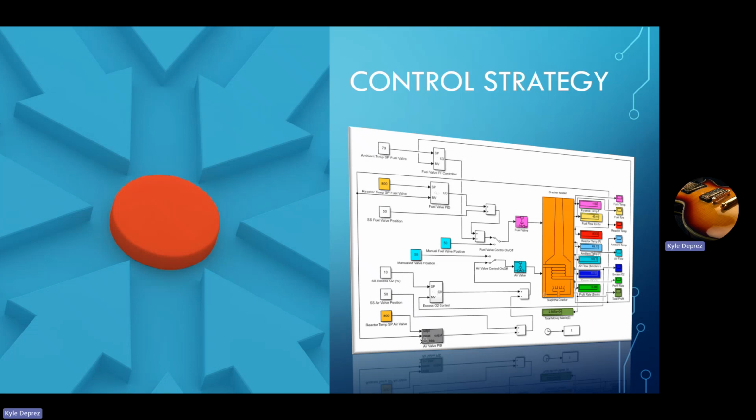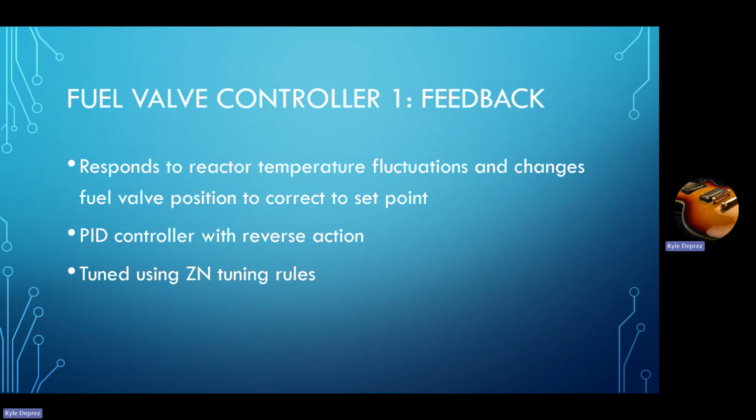Okay, and now I'd like to go over our control strategies with our 4 different controllers that we implemented. The first controller that we implemented was a feedback controller that responded to the reactor temperature fluctuations and changed the fuel valve position to correct it to a set point of around 800 degrees. We used a PID controller to achieve this using reverse action, and we used controller parameters obtained using Ziegler-Nichols tuning rules.